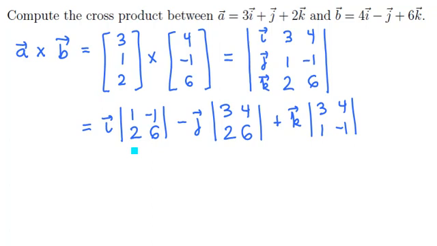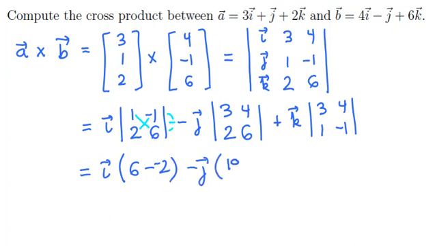Now remember, each of these small blocks is again shorthand for another product: the product of the elements along the main diagonal minus the product along the counter diagonal. So if we were to work out each of these smaller values, we would have i times 6 minus negative 2, minus j times the main diagonal, 18, minus the counter diagonal, 8, plus k times the main diagonal, minus 3, minus the counter diagonal, 4.